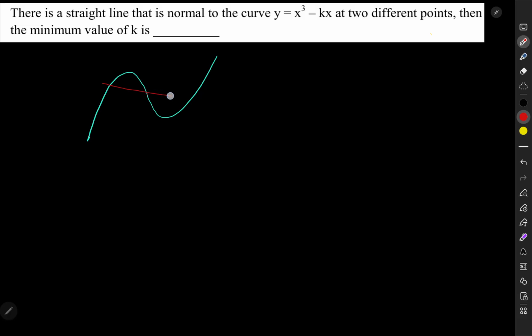And in some cases what happens is, a normal line that passes through the point of inflection can be, not always, can be a normal to this curve at two different points. So this is P, which is the point of inflection. In this case, let me find that.